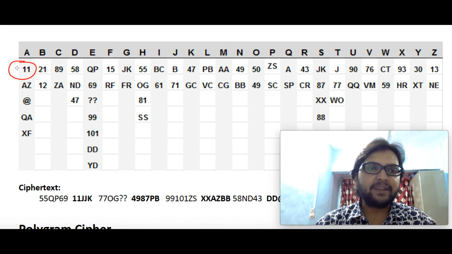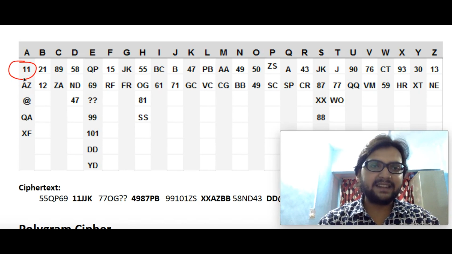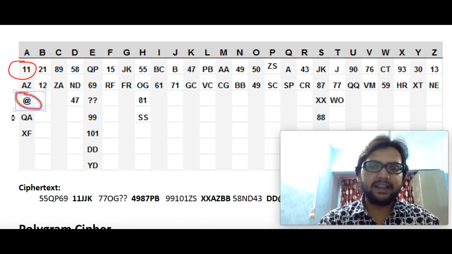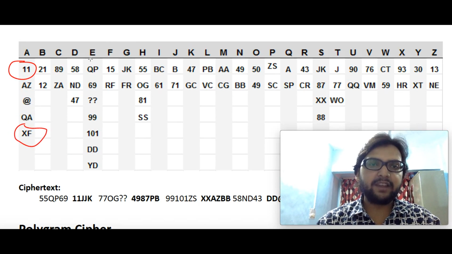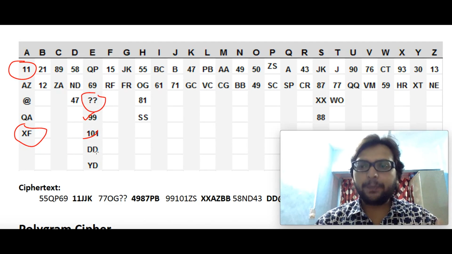So A, from the table, can be replaced with a number, that is 11, or I can replace A with two alphabets, that is AZ, or I can replace A with a special character, that is @, or I can replace A with another pair, that is QA, or with XF. The same way we can replace E with QP or 69 or double question marks, or with this particular number or this particular number. I hope this technique is clear to each and everyone.